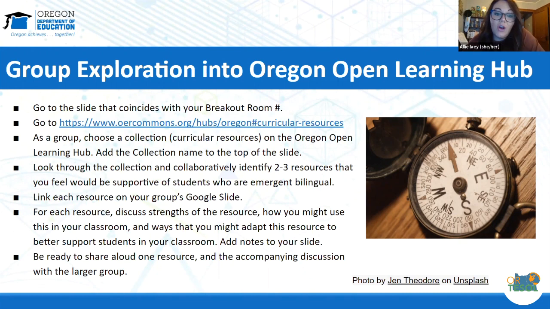So once your group has chosen the collection you'd like to explore, you're going to collaboratively identify 2 to 3 resources from that collection that you believe will support students in your classroom who are emergent bilingual. And these might not be resources that already have language support or even resources that were initially designed for English language development. Rather, they can be any resource that you feel could be useful in your classroom and provide opportunities for language development. You're then going to discuss the strengths of the resource, how you might use this in your classroom, and ways that you might adapt this resource to better support students who are emergent bilingual.